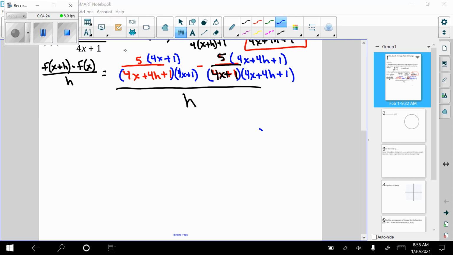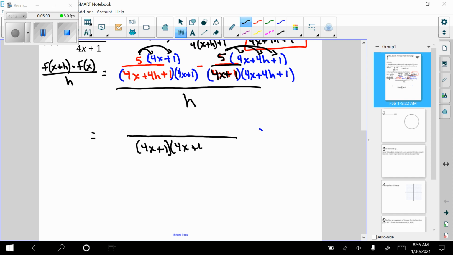Now I'm going to simplify. I need to distribute my 5 into the 4x plus 1 and my negative 5 into the 4x plus 4h plus 1. There's no reason to multiply those denominators; just leave them exactly the way they are. So on the bottom, I have 4x plus 1 times 4x plus 4h plus 1.